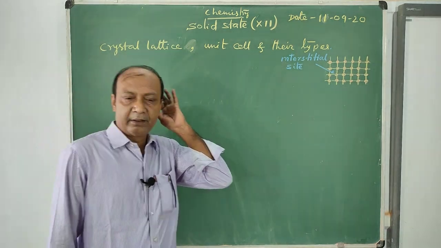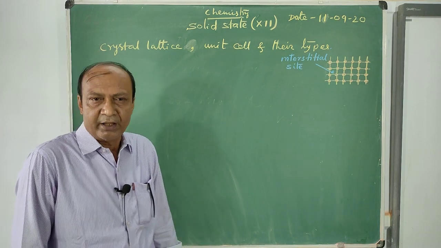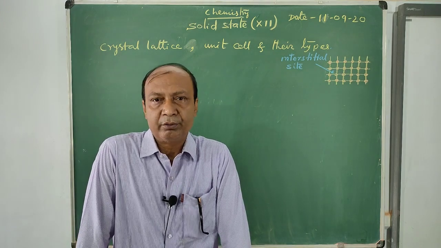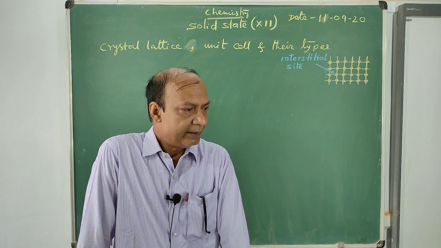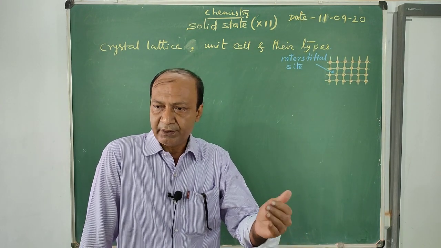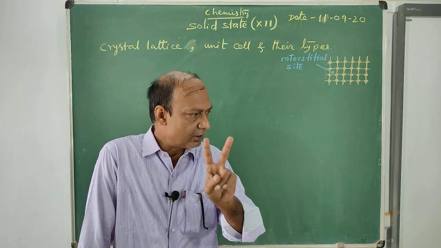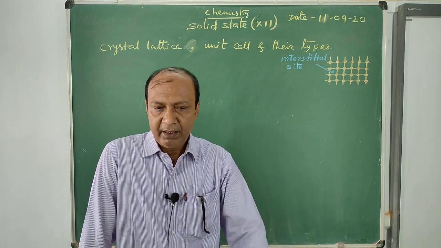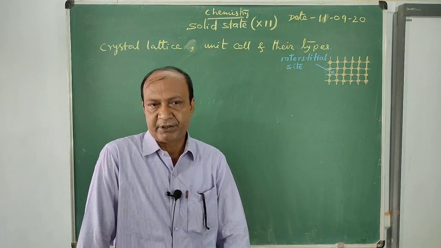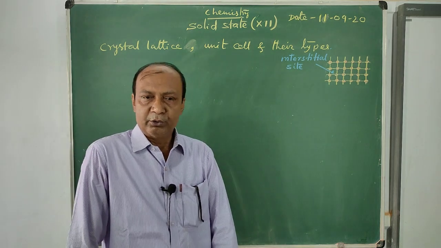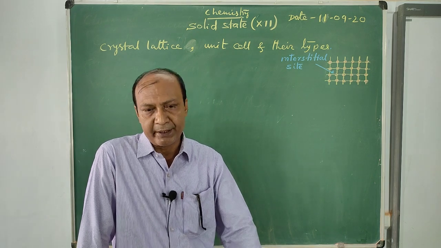Okay, boys, class 12. In our last class, we discussed types of solids. Particularly, for the first time, you have come to know two types: crystalline solid and amorphous solid. In the next part of the class, you saw types of crystalline solids. Regarding that, I have already told you that you will go through the tables.